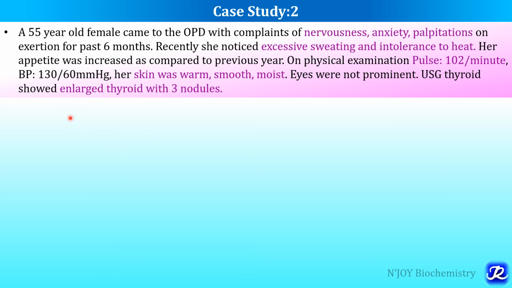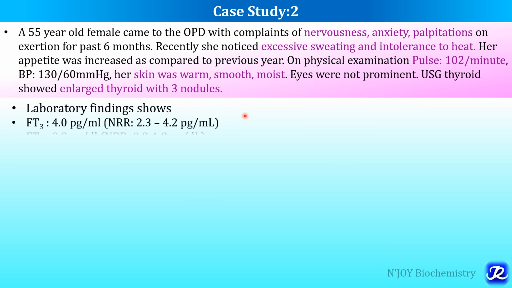USG thyroid showed enlarged thyroid with 3 nodules, so it can be toxic multinodular goiter. So it is a primary hyperthyroidism. So let's see what the laboratory picture says.